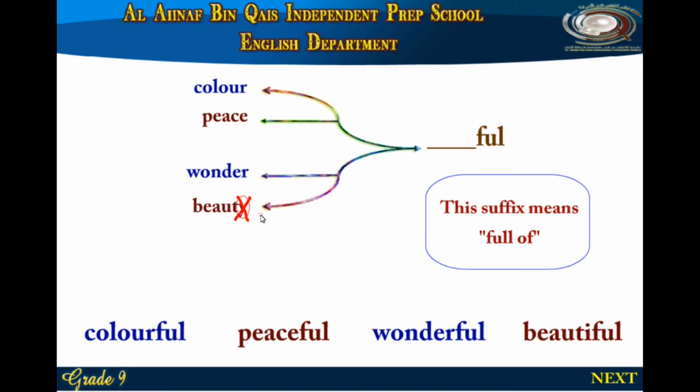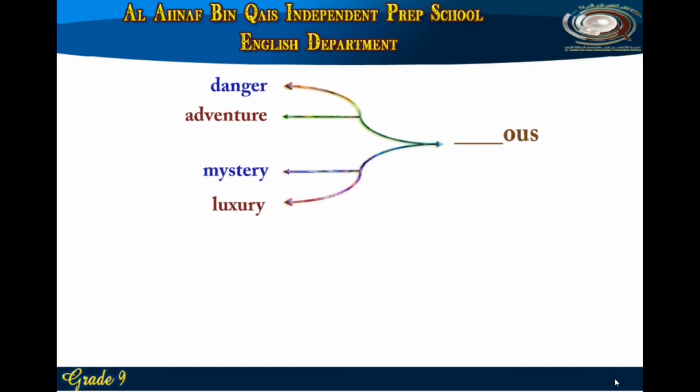Okay, so now with the 4 words, and now again with the Y. Y will be replaced by I. So before putting the FUL, we will change Y to I and then add the syllable. So let's move to the next selection. The next selection, danger, adventure, mystery, luxury.